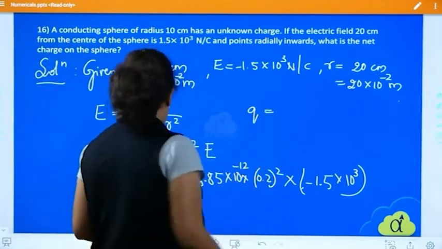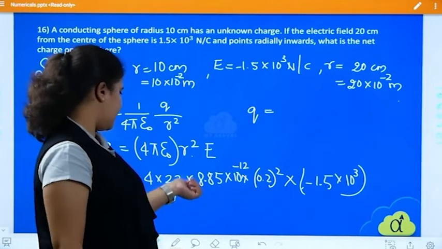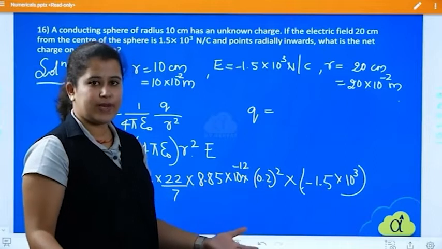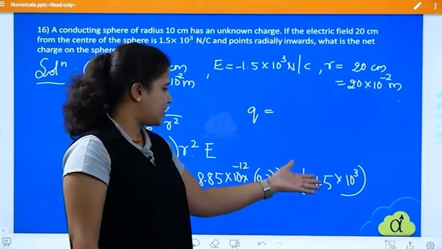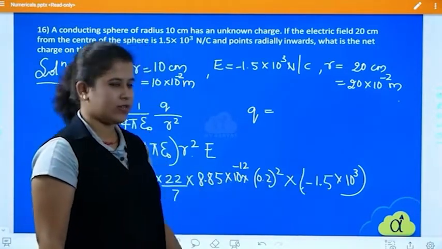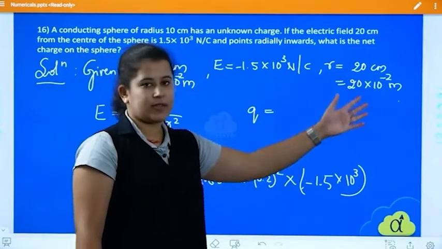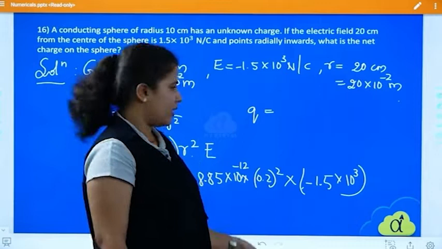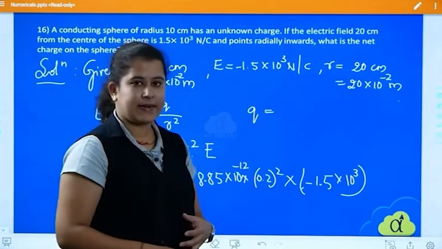So Q is equal to 4 into 22 by 7 into 8.85 into 10 raised to minus 12, into 0.2 whole square, and after that minus 1.5 into 10 raised to 3. Why did I write 0.2? Because I get 0.2 if I solve 20 into 10 raised to minus 2. So what answer may I get?